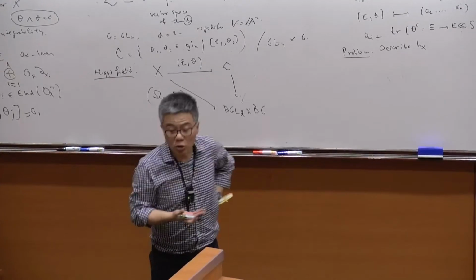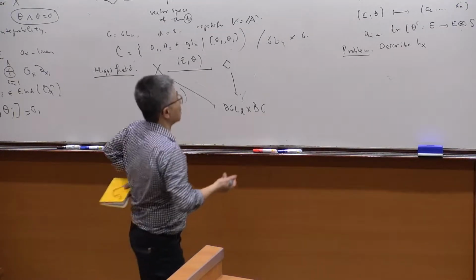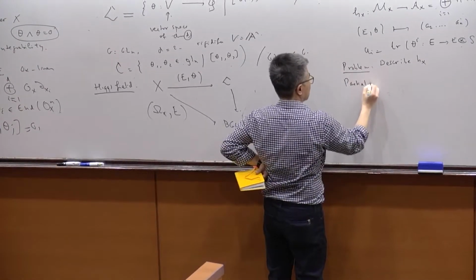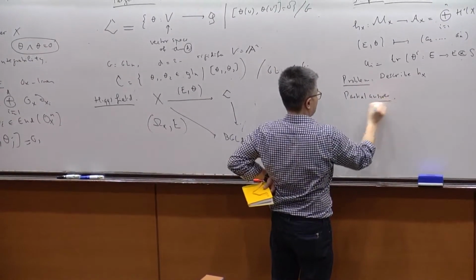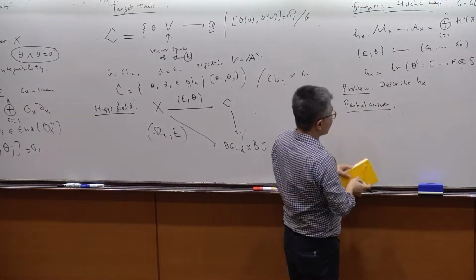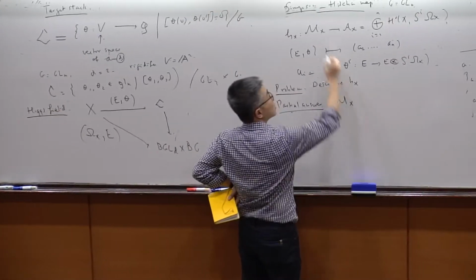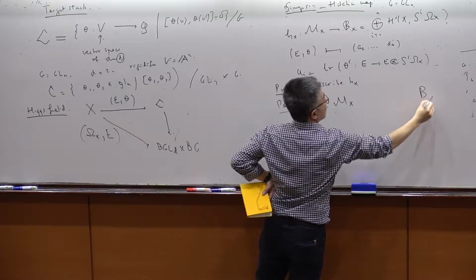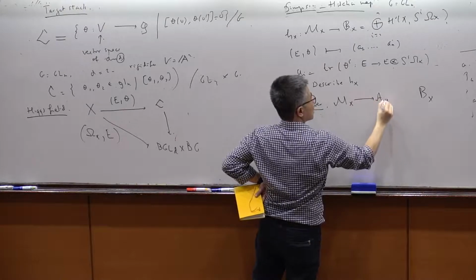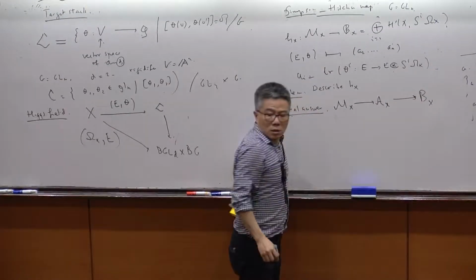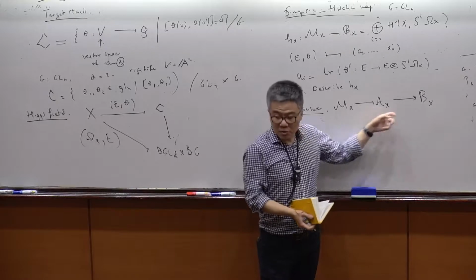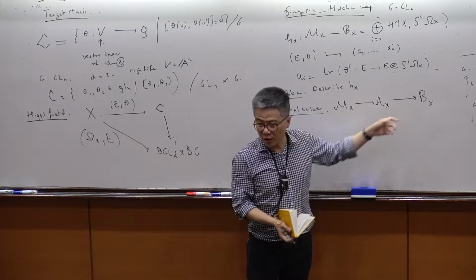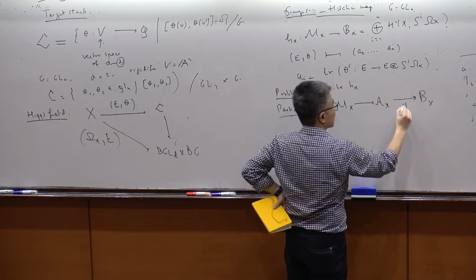The answer is actually no, but you have a factorization of this map. Let me call this B_X, and something in between, A_X. So you can define some kind of closed subscheme of B_X. So the image is very small. From A_X it is a closed embedding.